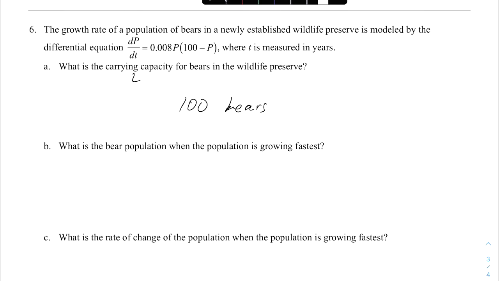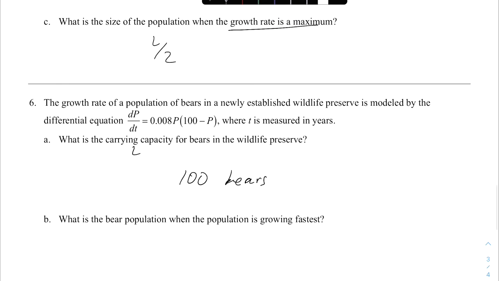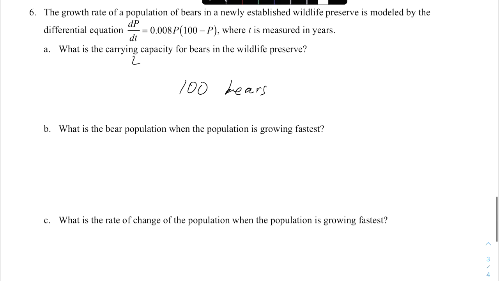What is the bear population when the population is growing the fastest? So it's growing the fastest when the growth rate is the maximum, right? That is just L over 2, so 50 bears.